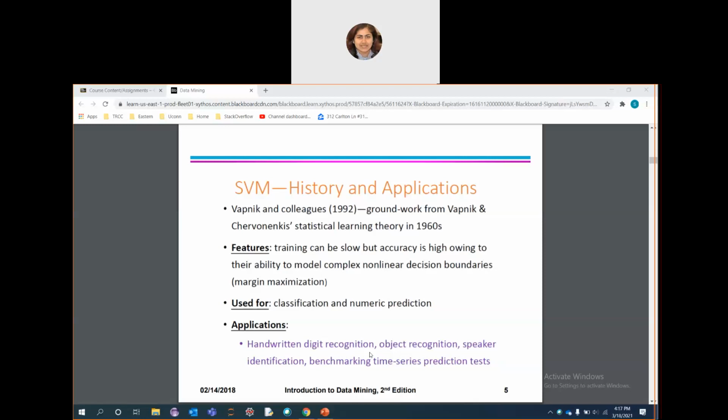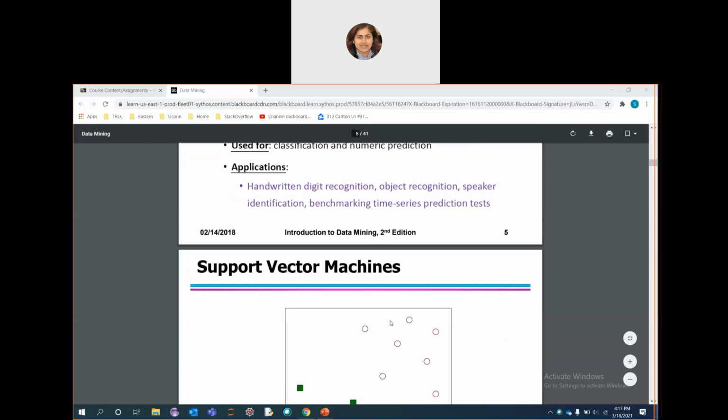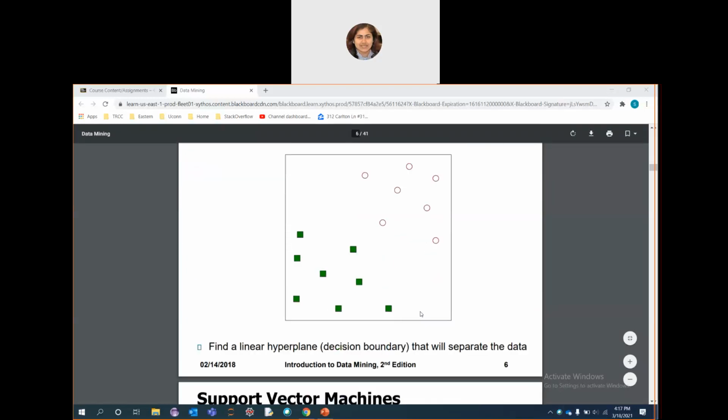And like that, we use it for object recognition, speaker identification, or some sort of time series data analysis tasks. So these are some of the most hugely used applications of the SVM. Let's see the practical application of it.